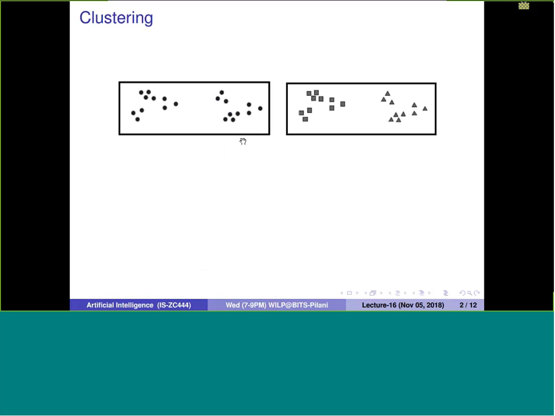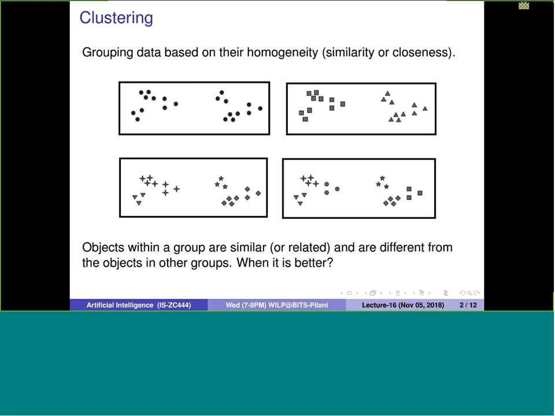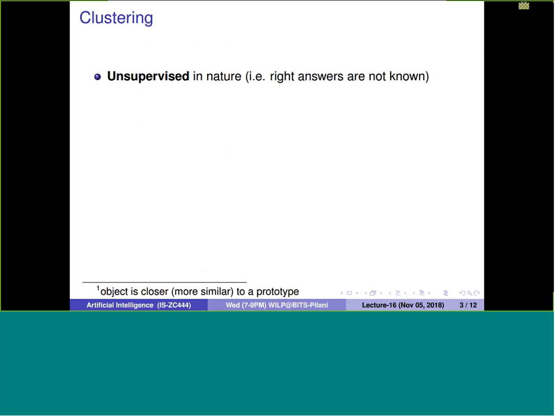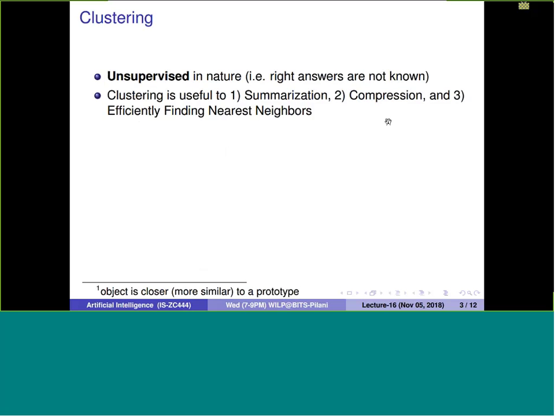Sometimes if I say that this many categories are there, then it's your responsibility to give me the items which are there. So it is unsupervised in nature. Right answers are not known, and clustering is useful for summarization and compression. As I told you, if you can represent all the data using only two data points, because you say there are two clusters, then it's a kind of summarization. It is also a kind of data compression, because instead of using all the data, now you are only using two data points, and you can efficiently find out nearest neighbors.